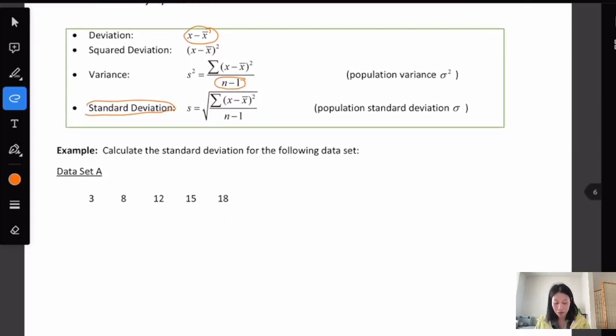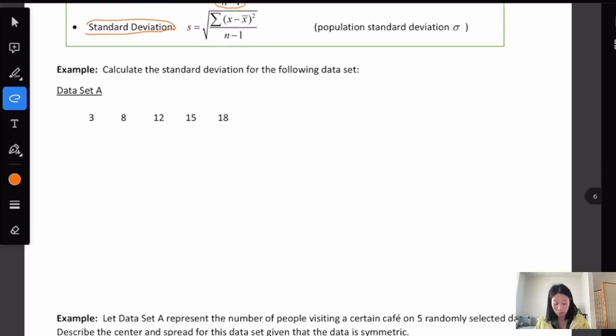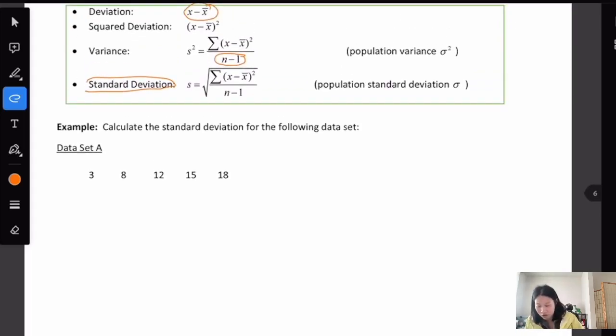Okay, so here is how we calculate the standard deviation for the following data set. I can do it one by one. The first step is you want to find the sample mean, which is the sum of the data divided by the sample size. In this case, it's going to be 5. So we have 12.2.